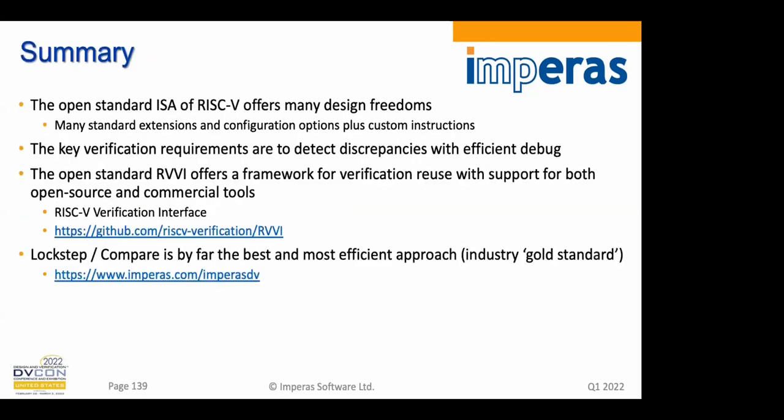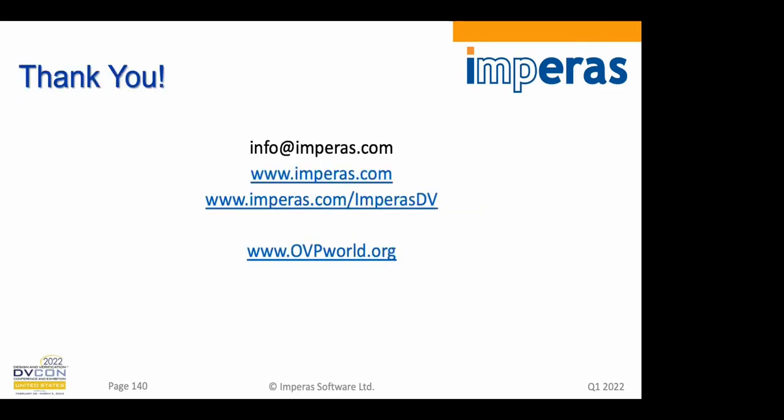So in summary, RISC-V, being an open standard, offers many design freedoms. And what this means is there's going to be huge amounts of verification needed. And the key thing is to find discrepancies and debug those efficiently. The RVVI interface offers a framework for that, and the Imperas tools out of the box mean that you can get started with your verification.